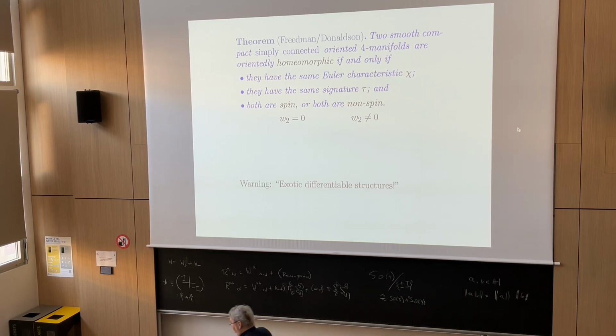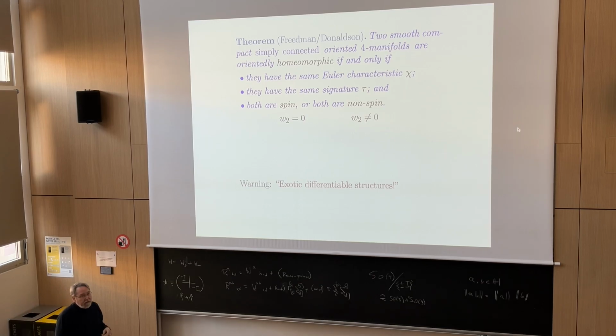So the main point right now is that I'm telling you how to determine when 2 four-manifolds are homeomorphic, orientedly homeomorphic. This is a list of things. These are obviously necessary conditions, but the remarkable thing is that it turns out that these are also sufficient conditions to conclude that the manifolds are homeomorphic.